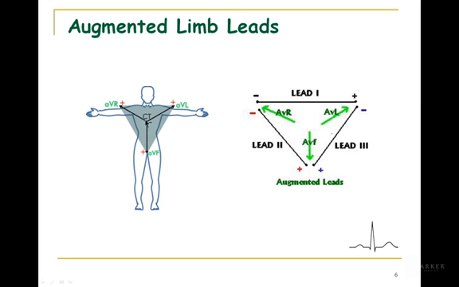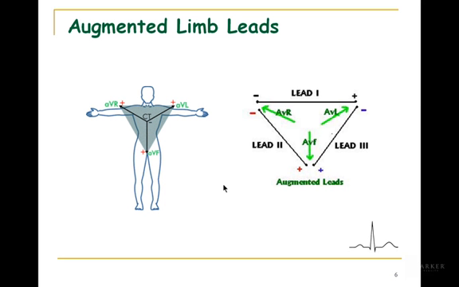And then you also can get one looking down at the foot. Somehow the machine does this. I have no idea how it does it, but what you're doing is you're creating 3 more views of the heart. Now, one of the reasons why they call them augmented leads is the ECG amplifies the potential, so it makes it bigger so they can see it better.